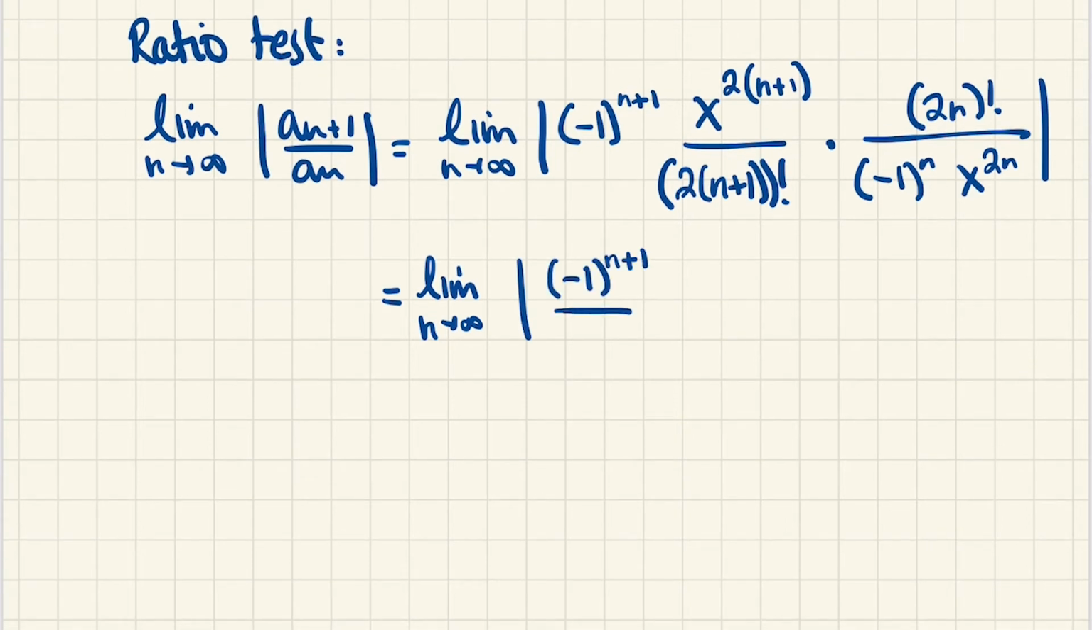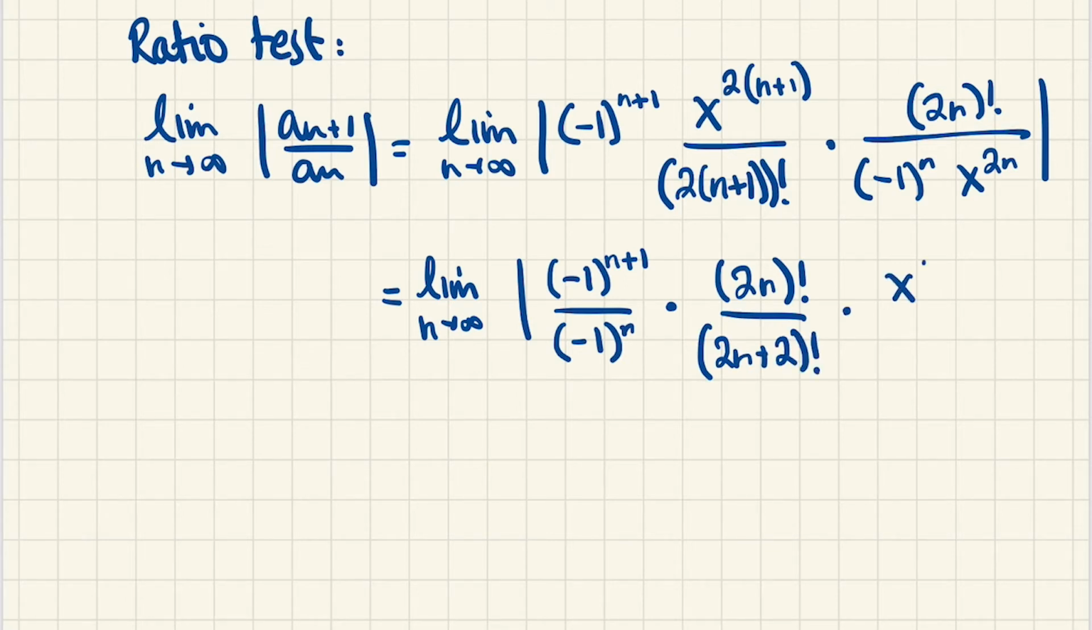Strictly speaking, we can just throw away these negative ones. Let's let them survive one more round. We'll match the factorials with each other. Looks like we're going to have a little bit of a factorial battle to resolve. And we have x to the 2n plus 2 over x to the 2n.